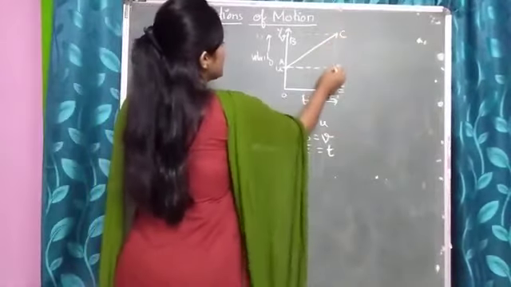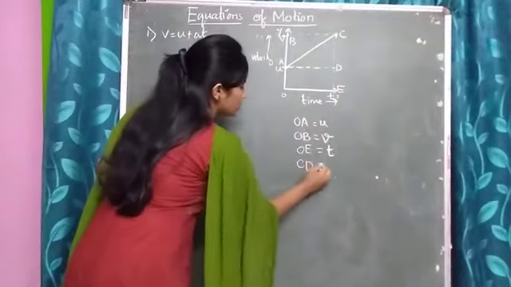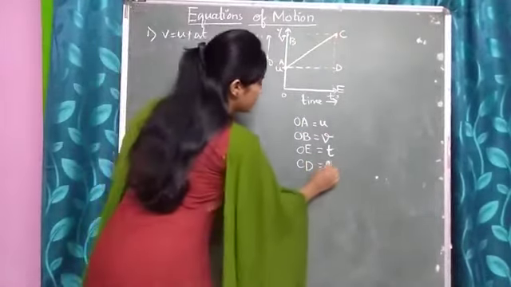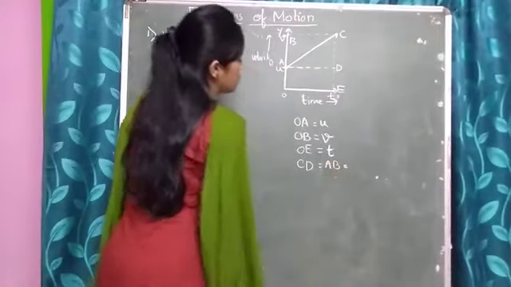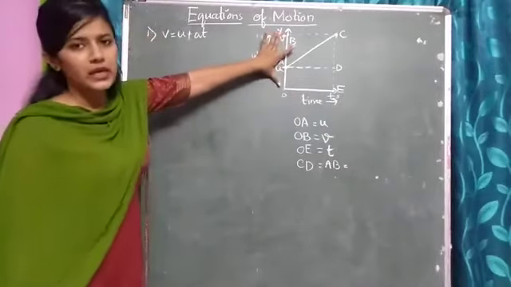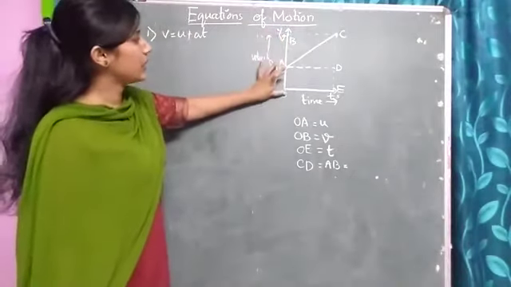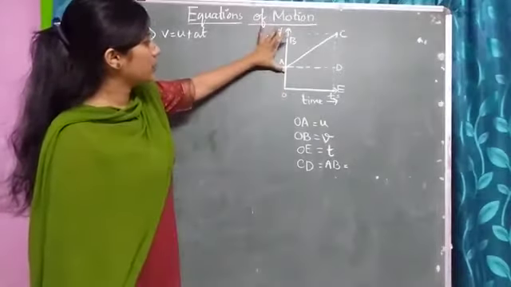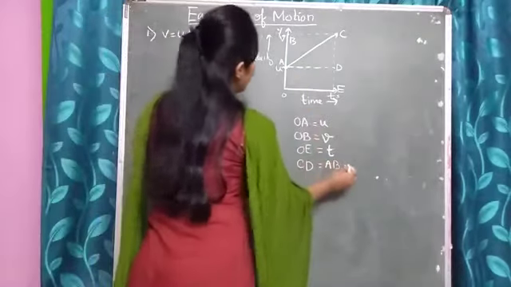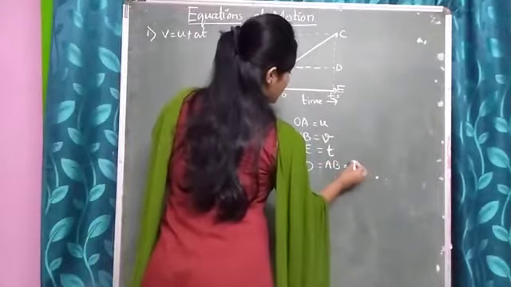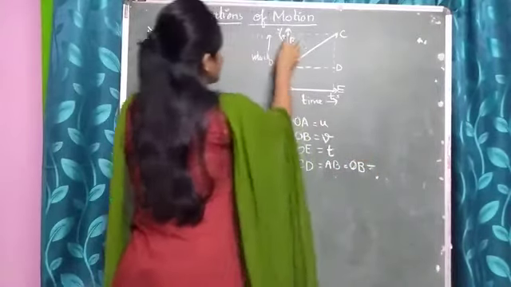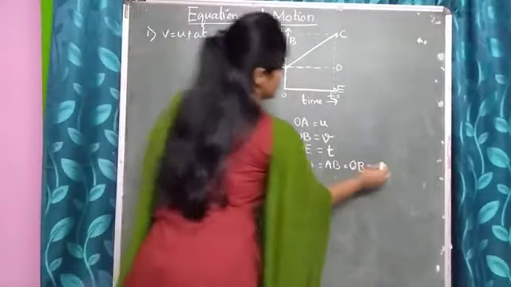Then this CD, what is CD? CD will be equals to AB, and I can find that AB is equals to OB minus OA. AB will be OB minus OA.